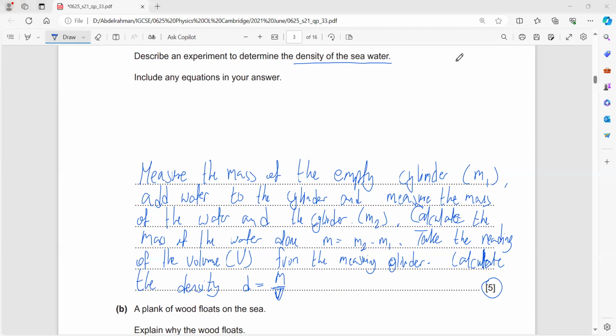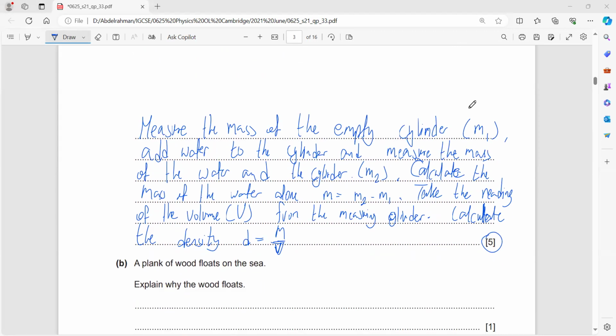Tell me, what is your question? Is density written in the mark scheme with the letter rho? Yes, rho. It's a Greek letter for density. You don't have to write it as rho. You can write it as D, and it will be correct. You can write down D.